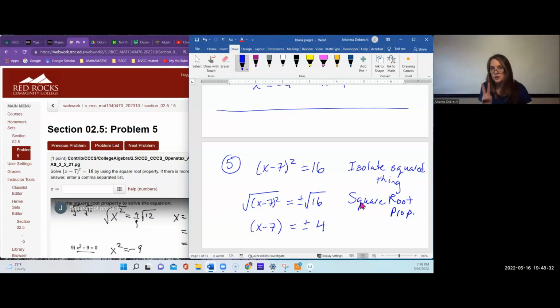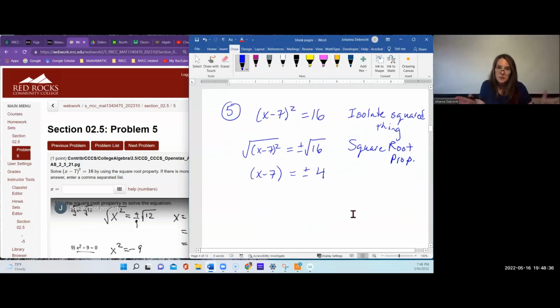Now this is actually two separate equations. And what we need to do now is split it into the two equations. This actually says that x minus 7 could equal 4, or x minus 7 could equal negative 4. Then we solve these problems separately.